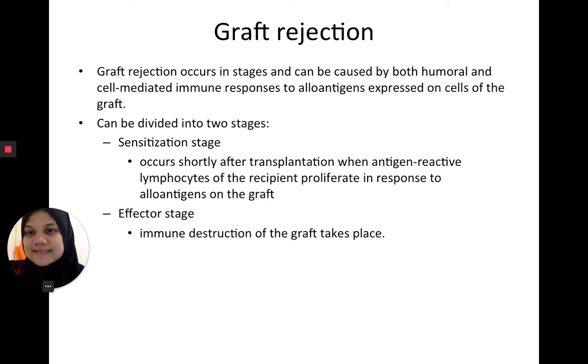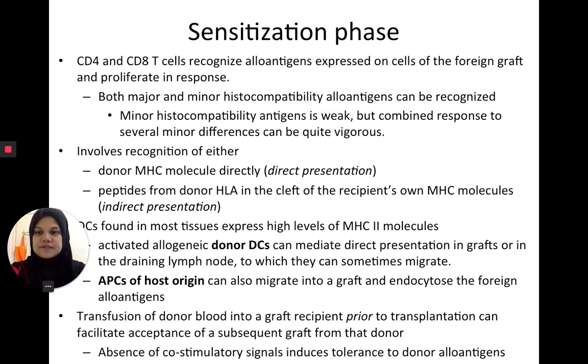In the first stage, sensitization occurs. That's right after the transplantation, and the antigen-reactive lymphocytes will start to activate and proliferate. Then the effector stage is when the immune system tries to destroy the graft. The sensitization phase is when the CD4 and CD8 cells recognize the alloantigens expressed on the cells of the foreign graft, and then they get stimulated, activated, and expand. They'll recognize either major or minor histocompatibility alloantigens, and they'll either directly recognize the donor MHC molecule, or recognize the peptides in the cleft of their own MHC molecules.